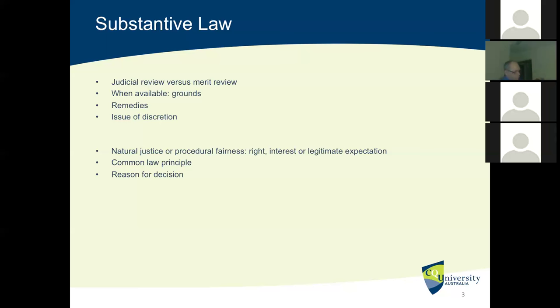In other words, decisions of the AAT are subject to review by the Federal Court on the basis of questions of law, solely on the basis of questions of law. Okay, so thanks, Ali. I think that was clarified.